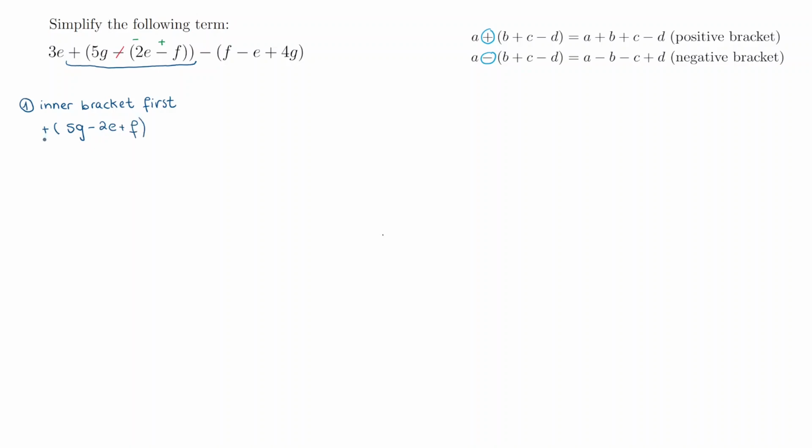Now we continue eliminating the outer bracket, and here we have a plus sign in front of it, so we just throw away the plus sign and the bracket and copy everything else. So we get 5g minus 2e plus f. Okay, so this part we simplified to this part. And now, as I mentioned earlier, we could also eliminate the outer bracket first.